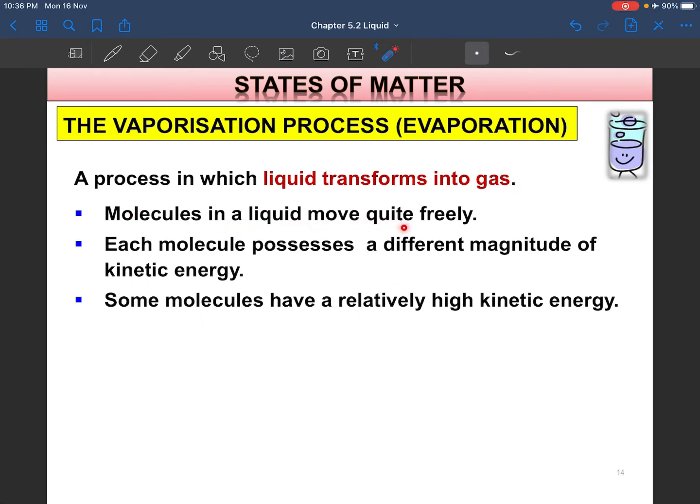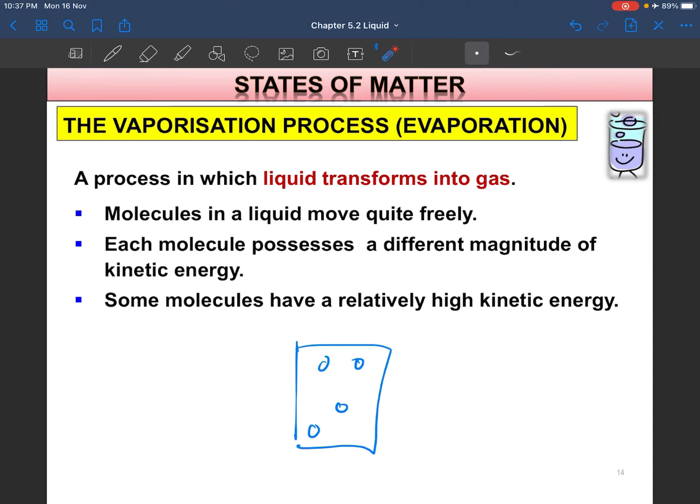Molecule in a liquid move quite freely. Yep, betul. Okay, itu yang kita belajar daripada awal tadi. Sebabkan jarak dia jauh-jauh sikit, so dia boleh move freely. So, each molecule possess a different magnitude of kinetic energy. Ya, betul. Setiap molekul yang dalam water tu, okay, so example kalau saya draw water molecule dalam ni. Okay, so this water molecule punya kinetic energy different from this water molecule punya kinetic energy lah. Okay, so some molecule have a relatively high kinetic energy. Ada setengah yang ada kinetic energy yang tinggi.